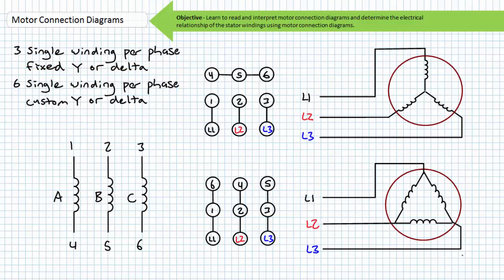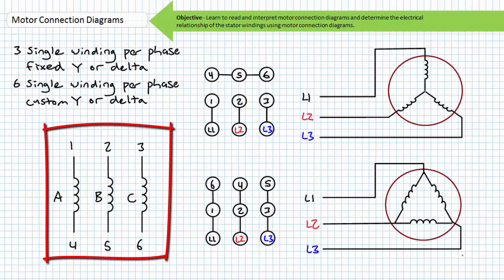Rather than pre-wiring the motor in a fixed Y or delta configuration, a 6-lead motor allows access to both ends of a single winding. Here I've drawn the A winding with terminals 1 and 4, the B winding with terminals 2 and 5, and the C winding with terminals 3 and 6.